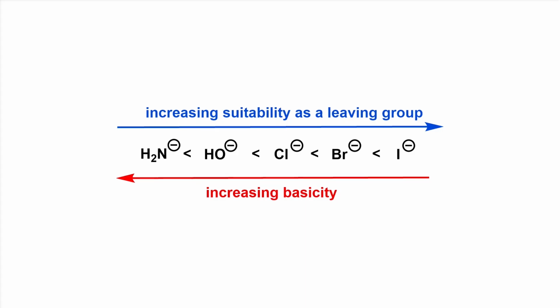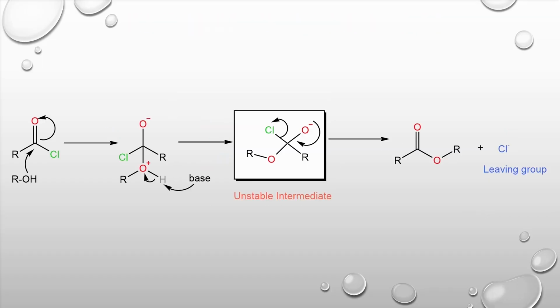The answer is the leaving group, which makes it unstable. If any group leaves the molecule, the product formed will be the substitution product, and the carbon will be sp2 hybridized. Now coming back to the question of how we will decide whether the group attached to the carbonyl is a leaving group or not.